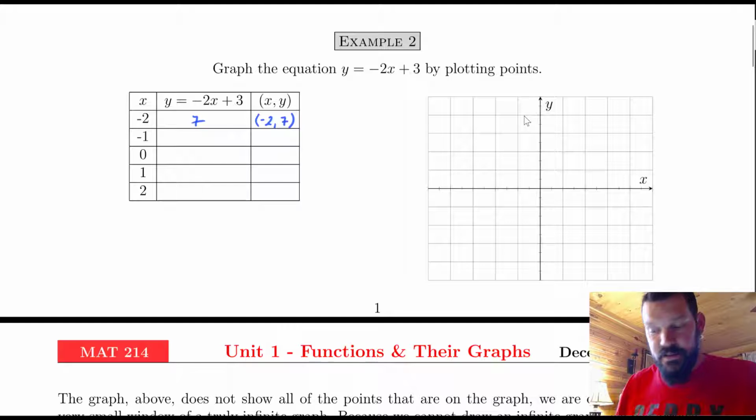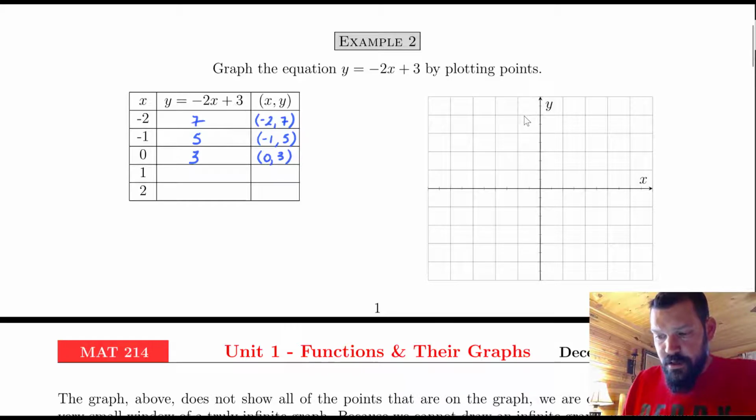If I replace x with negative 1, I get negative 2 times negative 1 is 2. 2 plus 3 is 5. So I have the ordered pair negative 1, 5. Then if I replace x with 0, negative 2 times 0 is 0, plus 3. So now I have the ordered pair 0, 3. Replace x with 1. I get negative 2 plus 3. And then I replace x with positive 2. I get negative 4. Negative 4 plus 3 is negative 1.